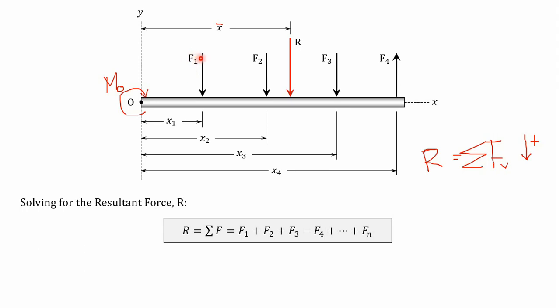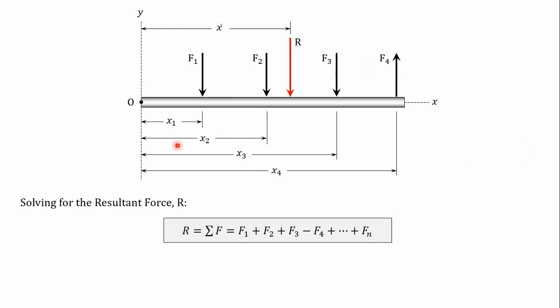Using that theorem, class, we can say that the moment at point O, or the moment produced by every force F1, F2, F3, and F4, is equal to the moment produced by the resultant force R. They are equal, class. Let's call MO the summation of the moments produced by every force: F1, F2, F3, and F4.